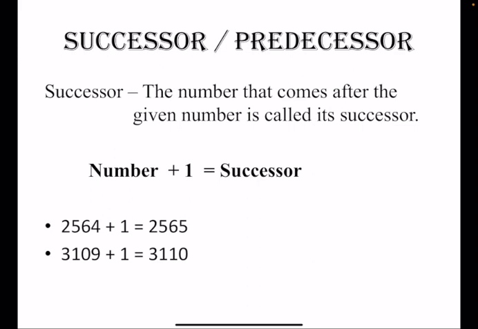So how will you find it? You will add 1 to the given number and you will get the successor. Like the example I have given here, 2564 plus 1. So what will be the successor of 2564? 2565. And what will be the successor of 3109? You add 1 and you will get 3110. Okay.